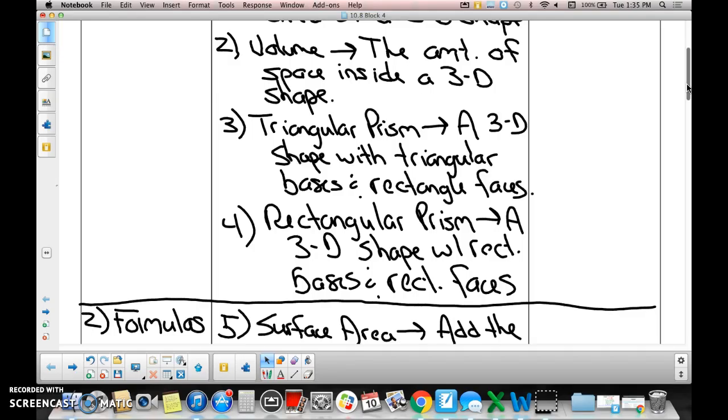Remember, a prism can be stood up. Don't get confused between bases and faces. So what does a prism stand on? Its base or its face? Its base. So it's going to have a top and a bottom.